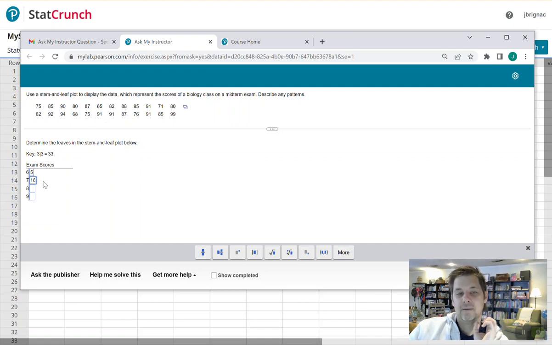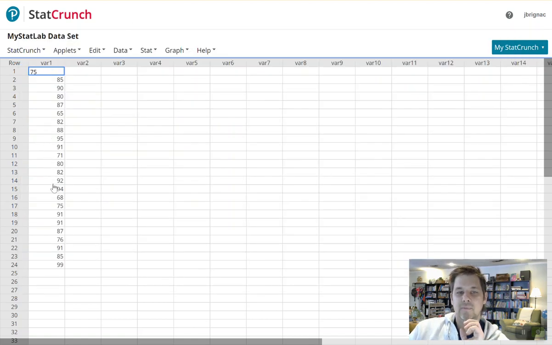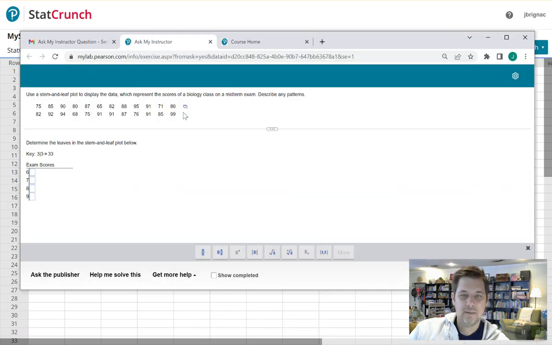Now I've got to do that for all of these, and I have to do it in an orderly way. And so what I suggest is that rather than pick through it like I was trying to do, looking at this and, well, I got 65 and I wrote that down, and then I got 71, we need to look at this in an organized way. So I click open in StatCrunch, and this is what came up. There are those same numbers in that data set, same exact numbers. But how's that any different than just looking at it here? It's not really any different.